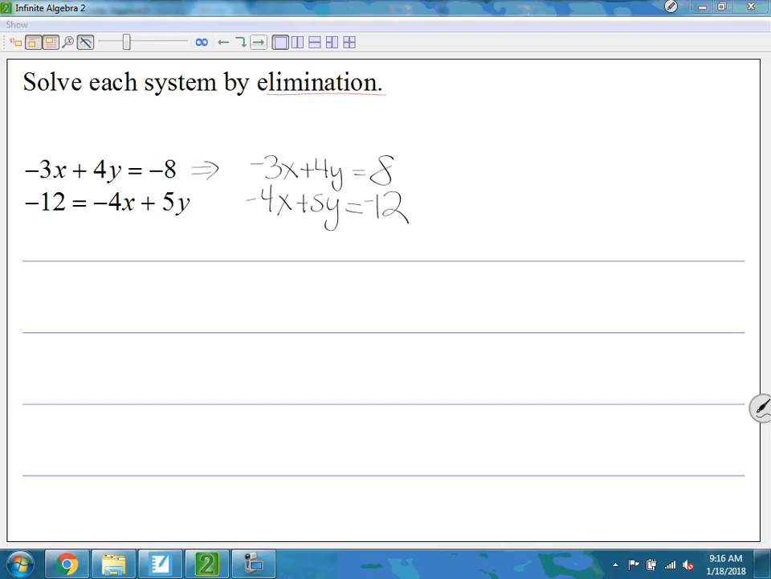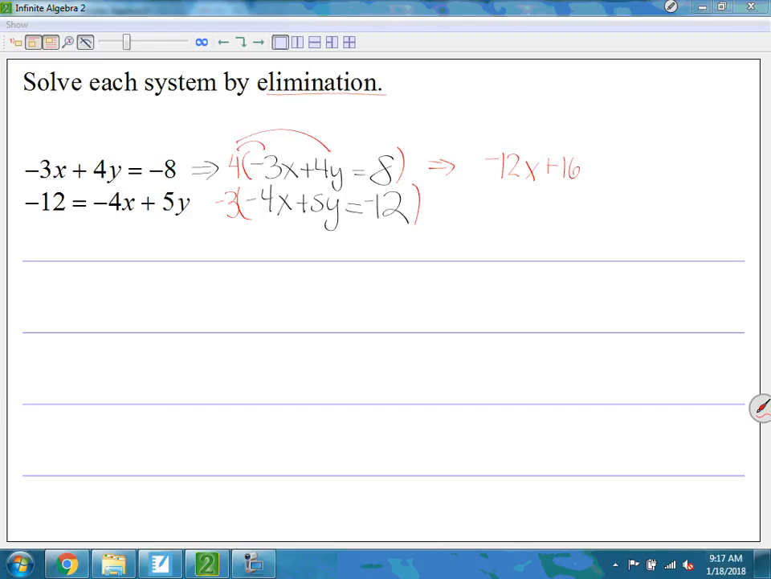All right. And so, Ava, what would you like to cancel? The x's or the y's? X's. Okay. So she'd like to eliminate the x's. So that means she has to come up with a number that she can multiply the x terms by, and that those coefficients will be opposites. Okay, you have a negative 3 and a negative 4. You want them to be the same and opposite of each other. So what numbers are you going to be going for? 12. Okay, so what are you going to multiply the first equation by? 4. And how about the bottom equation by? Negative 3.